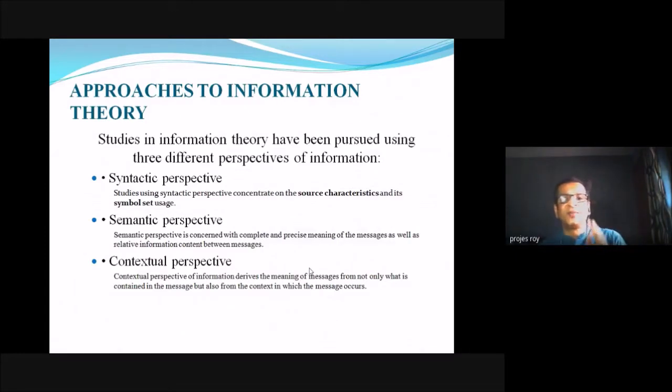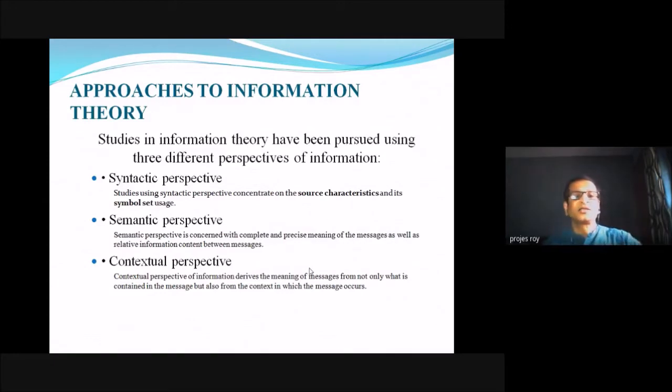The semantic perspective is concerned with the complete and precise meaning of the message, as well as the relative information content between the messages. Now, in the semantic perspective, what is important is what is the message, and in the message, how much information is there in that particular message? So it is basically an evaluation of the message.